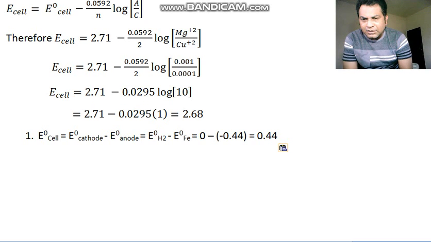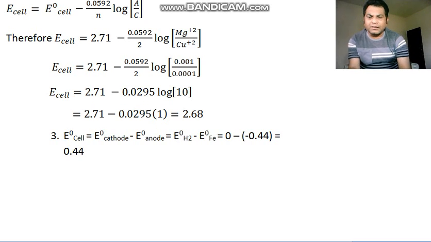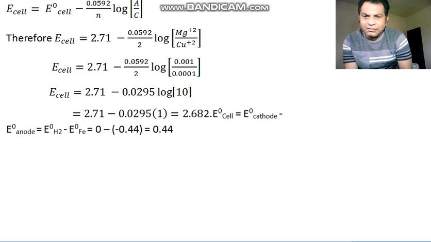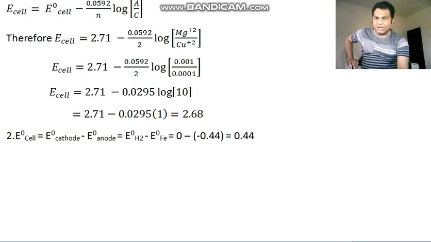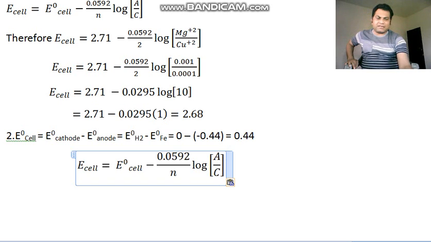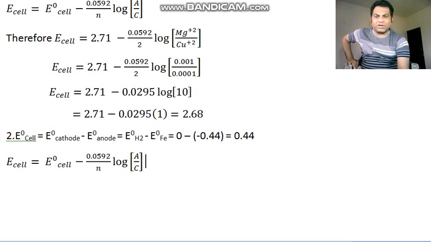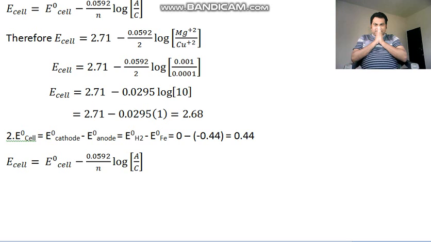This is the second question. You understand, hope that this is the second question. And now what is the second part of this second question? Once you have found E degree cell, now you have to write the Nernst equation. So dear students, everyone knows the Nernst equation now, so I am representing the Nernst equation again for you. And now we have to replace the values in the Nernst equation, and when we replace the values, it will look like this.